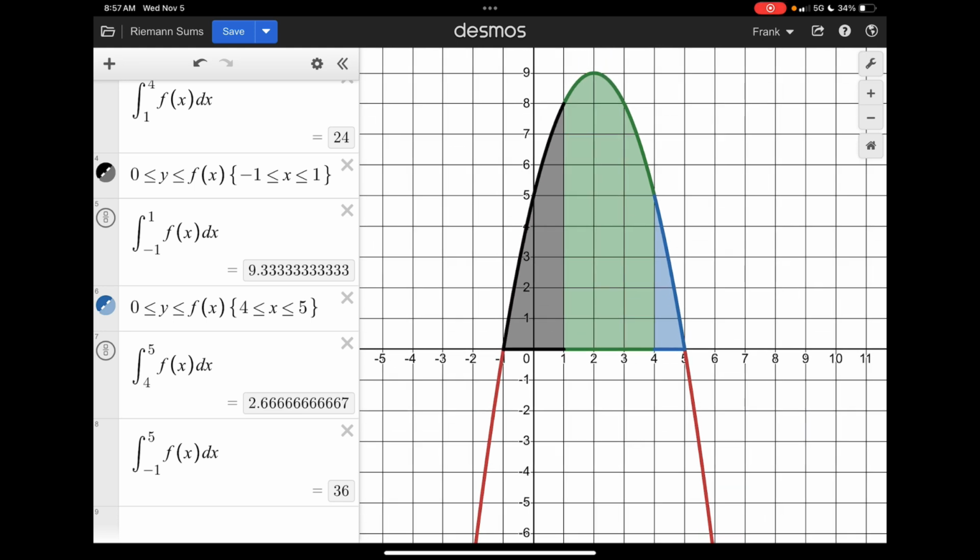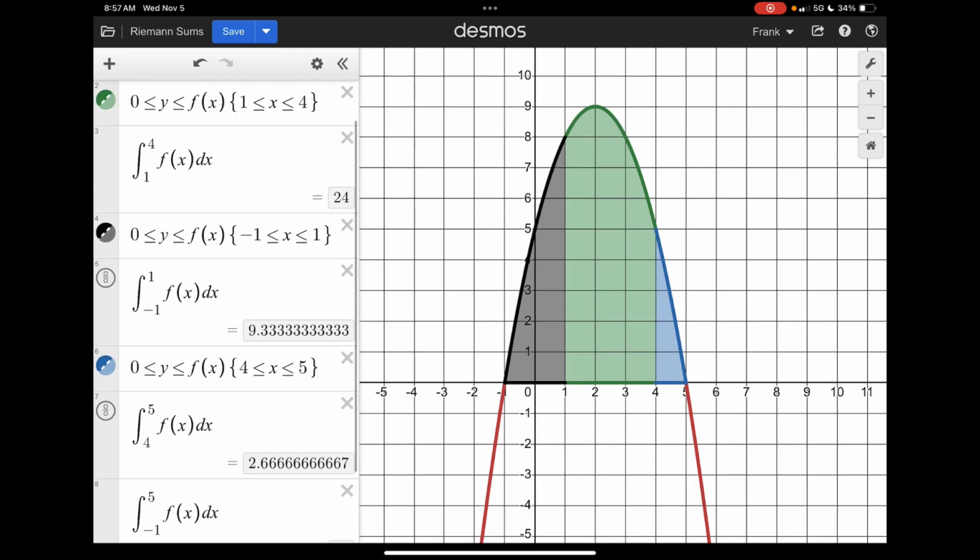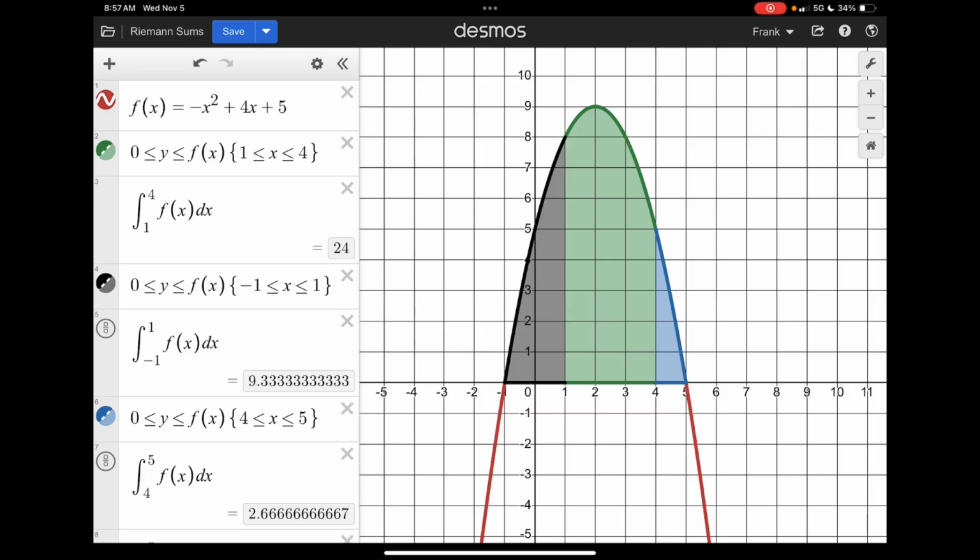Now, it should be no surprise to us that if we were to add up those individual areas, the gray area, the green area, and the blue area, we would get 36. And you can see that the 24, and then we've got the 9 and the 2, and then the 2/3 and the 1/3 add up to 1. So altogether, those all add up to 36. So that's interesting. We can add up integrals as well and get the corresponding areas. So this just illustrates how to use Desmos to shade regions and also to calculate those areas.